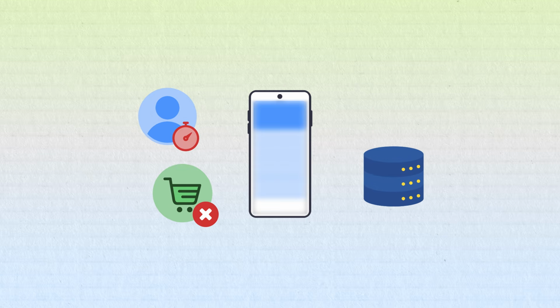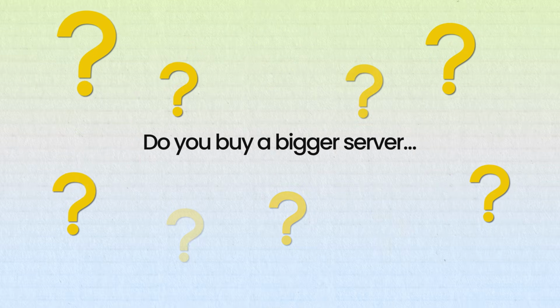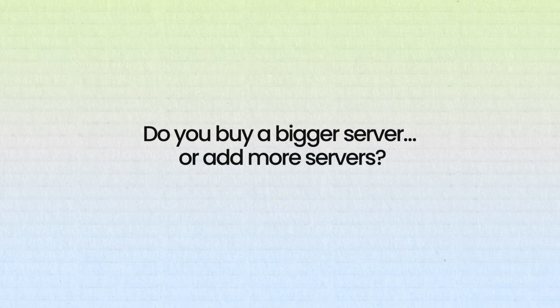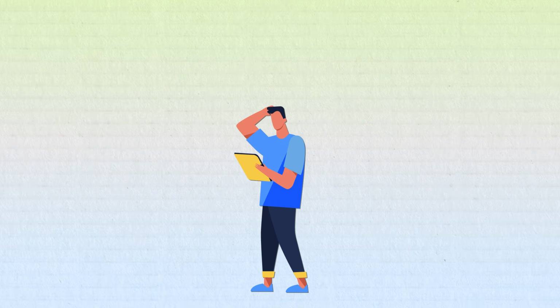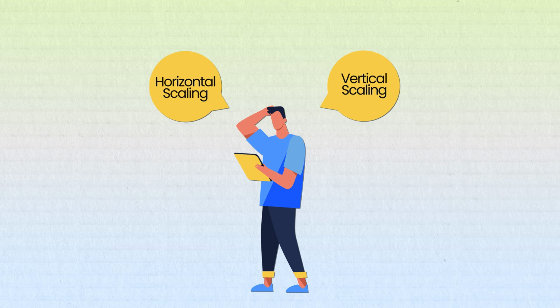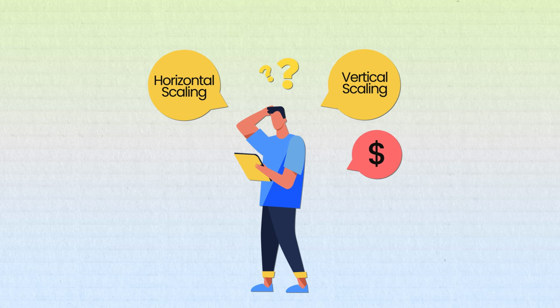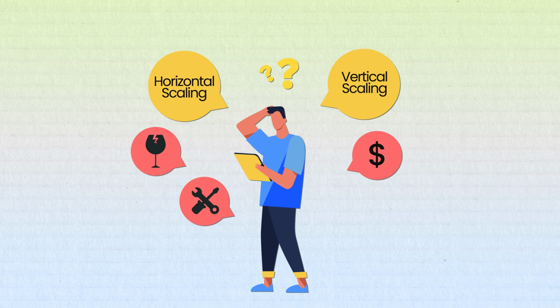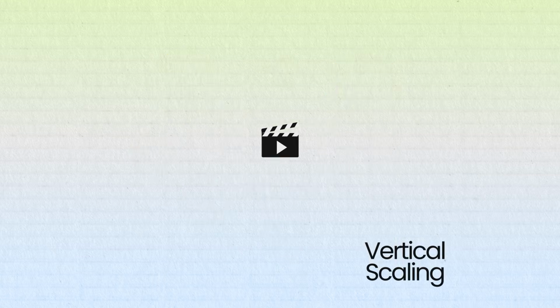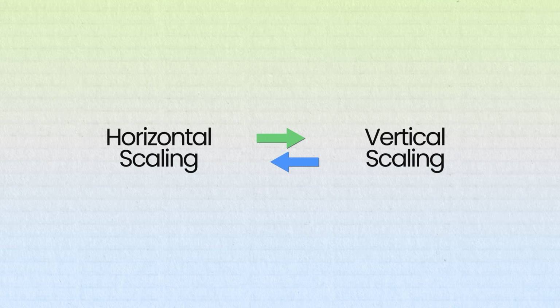The database is screaming. And now you have one big question. Do you buy a bigger server or add more servers? That decision is the difference between vertical scaling and horizontal scaling. And if you choose the wrong one, your backend can become expensive, fragile, and very hard to fix later. So in this video, I will explain the difference using a real backend example.